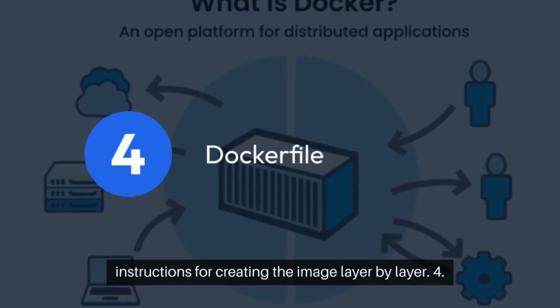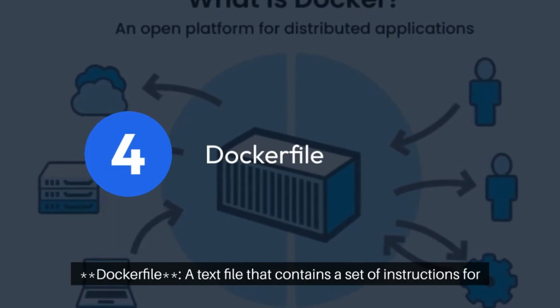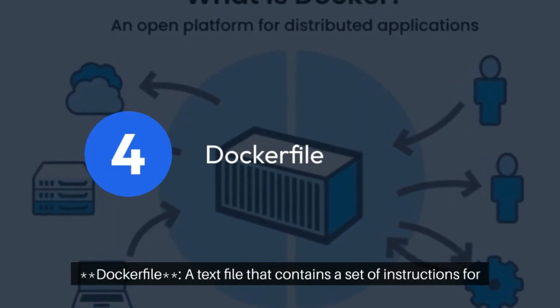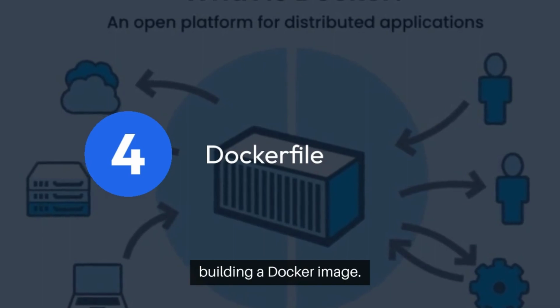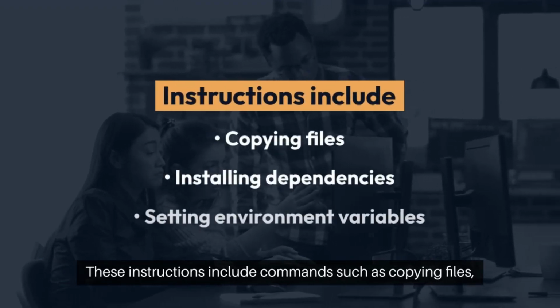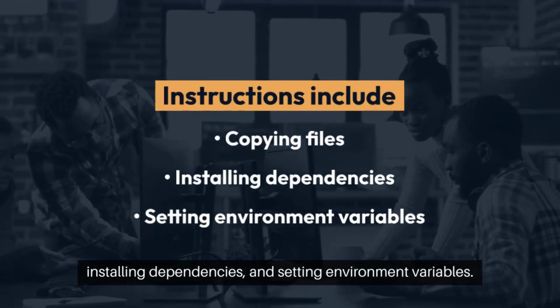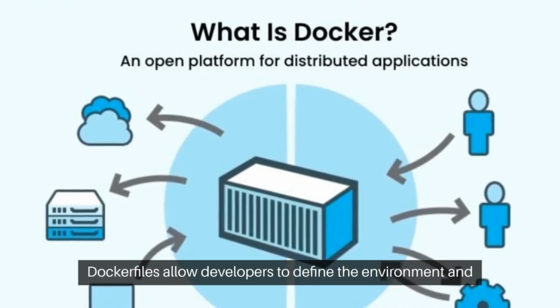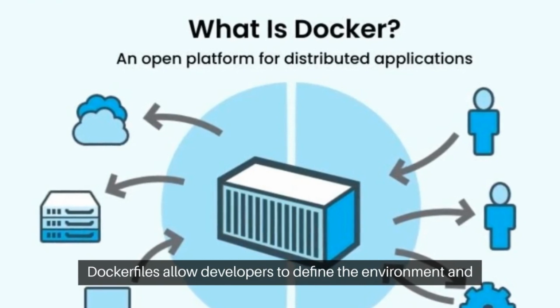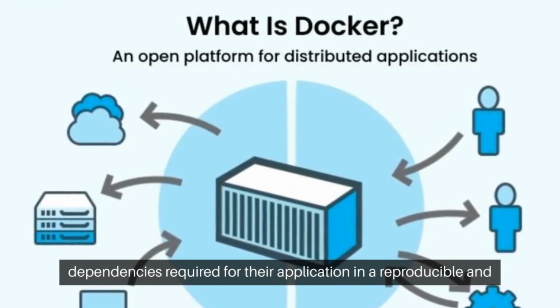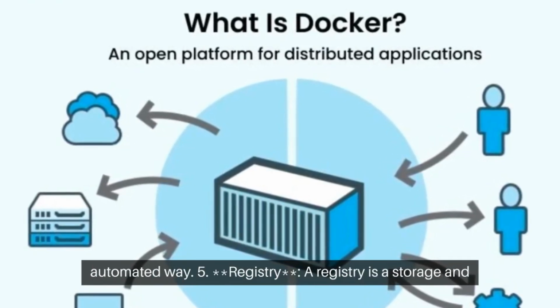4. Dockerfile. A text file that contains a set of instructions for building a Docker image. These instructions include commands such as copying files, installing dependencies, and setting environment variables. Dockerfiles allow developers to define the environment and dependencies required for their application in a reproducible and automated way.